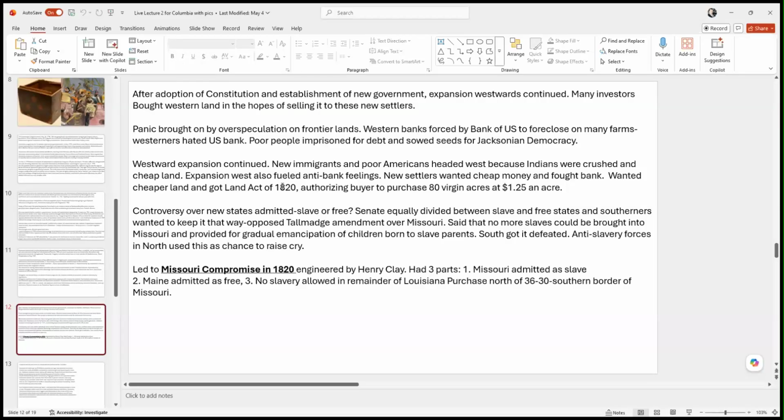When they get enough population, they can qualify to apply for statehood. So when they let these new territories come in as states, are they going to come in as a slave state where slavery is going to be allowed, or are they going to come in as a free state where slavery is not allowed?